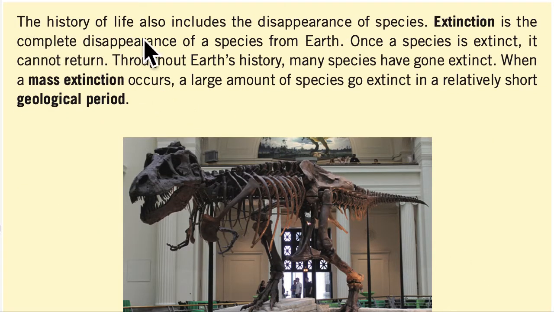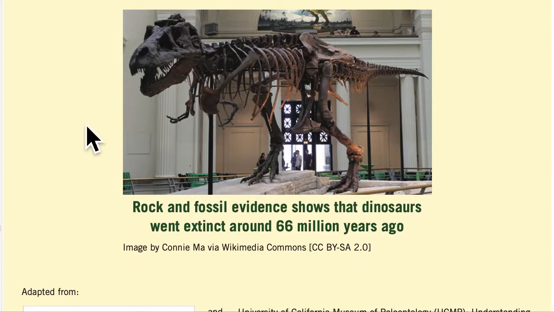The history of life also includes the disappearance of species. Extinction is the complete disappearance of a species from Earth. Once a species is extinct, it cannot return. Throughout Earth's history, many species have gone extinct. When a mass extinction occurs, a large amount of species go extinct in a relatively short geological period. Rock and fossil evidence shows that dinosaurs went extinct around 66 million years ago.